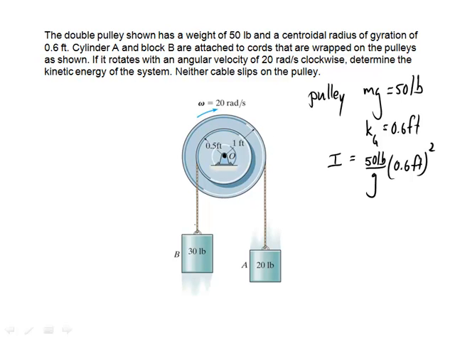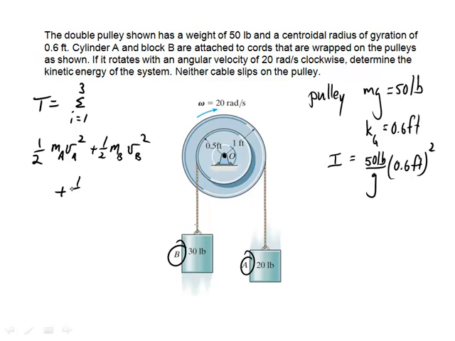Cylinders A and B are attached, and what I'm interested in is the total kinetic energy. So for the total kinetic energy here, there are 3 bodies. I could say sigma from i equals 1 to 3, because there are 3 bodies here. But I'm just going to write it out this way. It's going to be 1/2 the mass of A times the velocity of A squared plus 1/2 the mass of B times the velocity of B squared, right? Here's A, here's B, plus 1/2 I about the center of gravity omega squared. That's the kinetic energy of rotation for the pulley. Well, I know m sub A and m sub B, that's 20 pounds over g and 30 pounds over g respectively. I know omega is 20 radians per second.